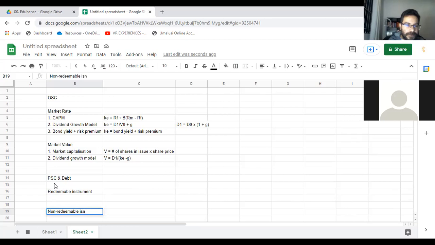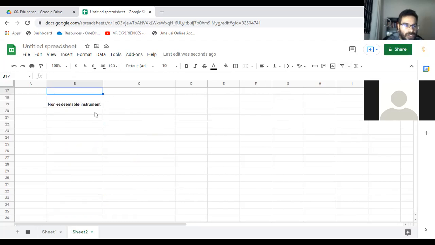Okay. So the question is, how do you know if it's redeemable or non-redeemable? If there is a specified date of repayment, it is redeemable. If there's no specified date of repayment, then it is non-redeemable. Okay, so that's important to take note.